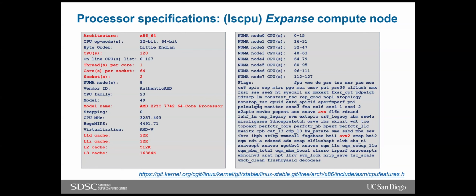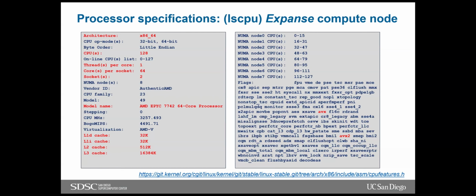On Expanse, we do not have hyperthreading. I'll talk a little bit more of that later. So that's threads per core is equal to 1. So 1 times 2 times 64 is 128. Some other information that we find in here that is also very interesting is we can find more information about the caches that are available.